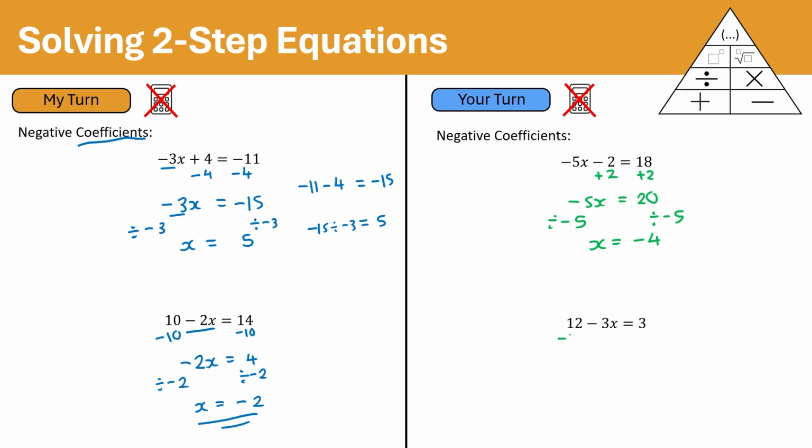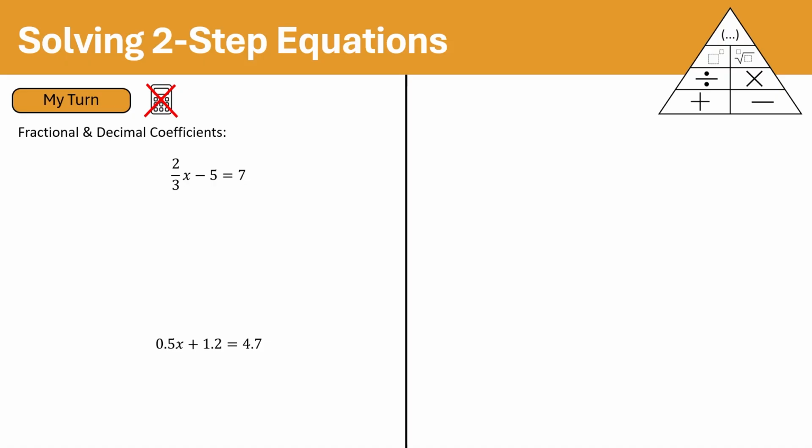On the next one, I'll subtract 12 from both sides to start. That's going to leave me with, and I need to be careful, negative 3x on the left. 3 subtract 12 is going to be negative 9. So it leaves me with that. I then need to divide both sides by negative 3. That's the coefficient of x. On the left, that leaves me with x. And on the right, I'm doing a negative divided by a negative. So my answer is positive. My answer is 3.